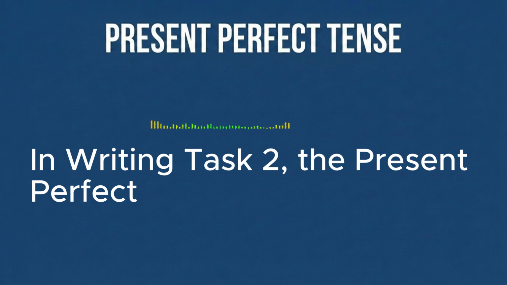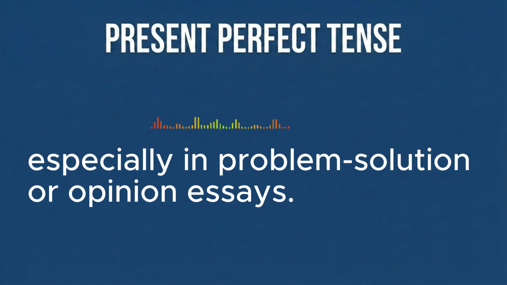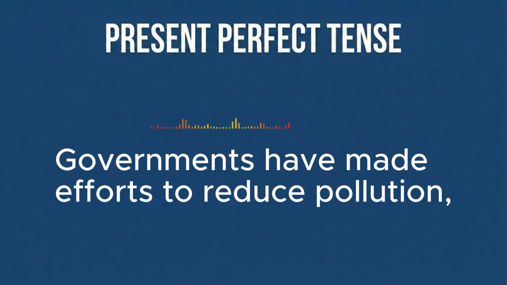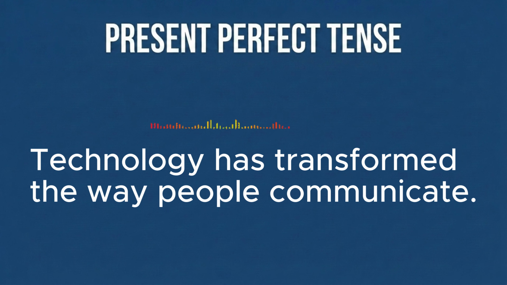In writing task 2, the present perfect is extremely useful for describing developments and achievements up to now, especially in problem solution or opinion essays. For example, governments have made efforts to reduce pollution, but more action is still needed. Or technology has transformed the way people communicate.